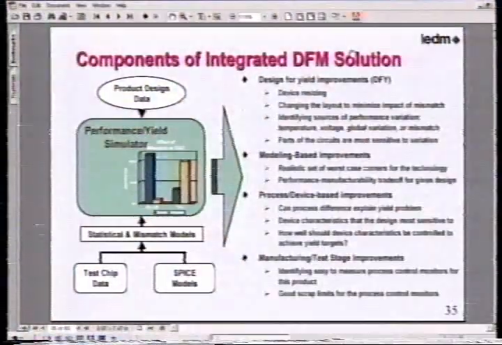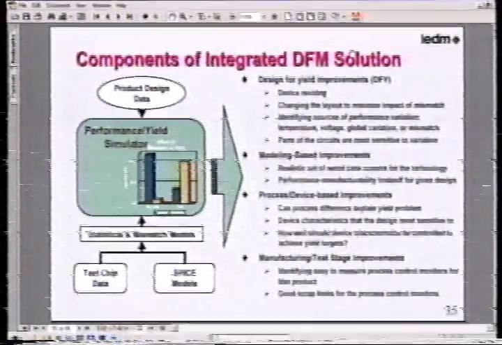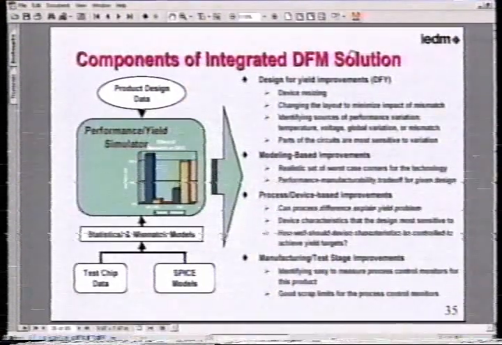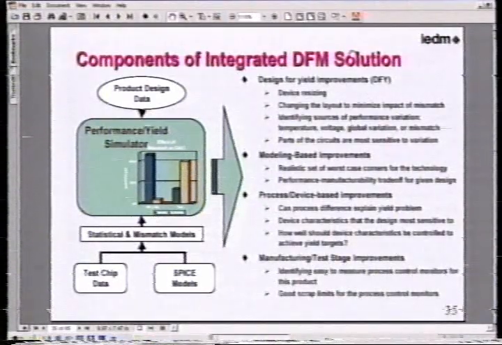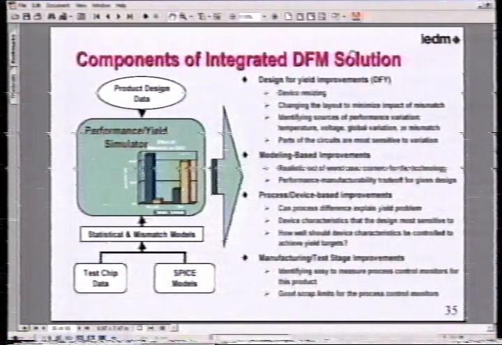This is a busy foil. All I want to show here is that the solution to the parametric is somewhat similar to the solution that I talked about for the functional yield. You need to do characterization and you need to understand your product design really well. Here the characterization is not talking about parts per billion fail or defectivity, it's in terms of a statistical SPICE model.